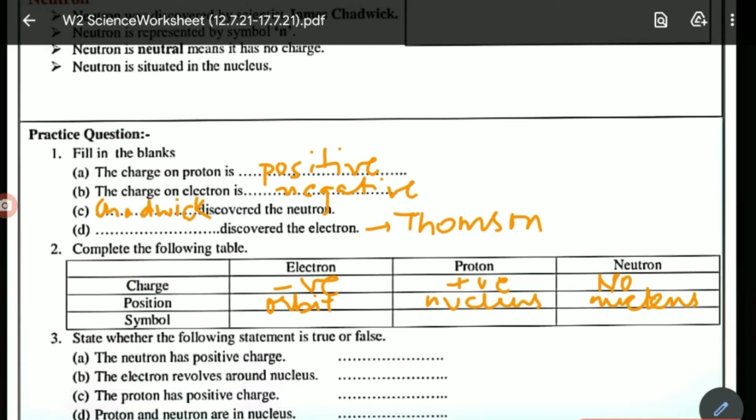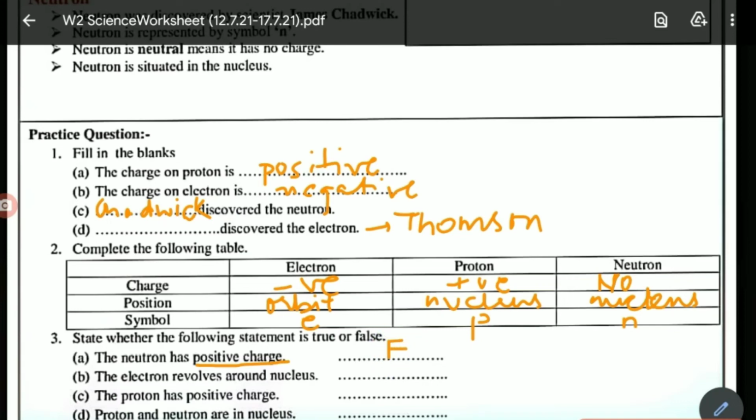Symbol, for electron we use the symbol E. For proton we use the symbol P. For neutron we use the symbol N. Third question, state whether the following statement is true or false. Neutron has positive charge. No, neutron has no charge at all. So this statement is wrong.